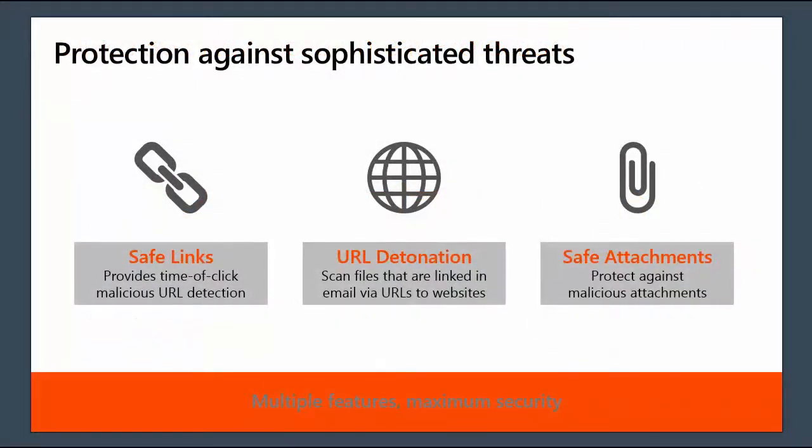As I mentioned, there are some key features to ATP. Safe links is what provides you with that time-of-click protection. URL detonation is a combination of safe links and safe attachments, which enables you to be protected from links in an email that are linked to files. For example, if you have a URL that's a .pdf, we can protect you when you click on that link from that malicious file if it turns out to be malicious. Safe attachments then also protects you against anything that has a malicious attachment.